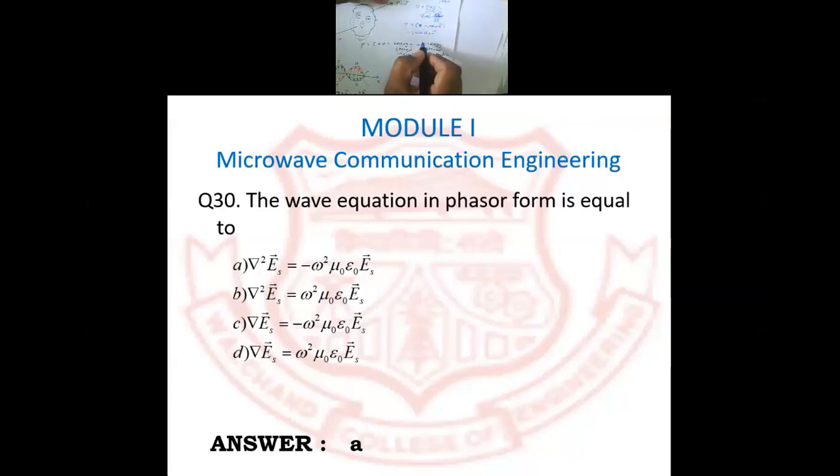That's why del cross H is equal to minus j omega mu, which is nothing but j omega epsilon. We get minus, that is about a minus here. But this factor del cross del cross E is nothing but del of del dot E minus del square of E. That's right, there will be minus. That is about the wave equation.